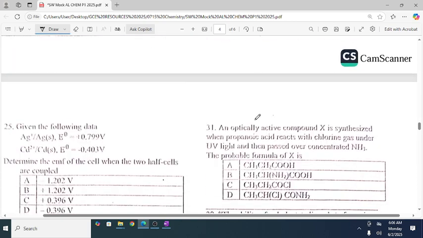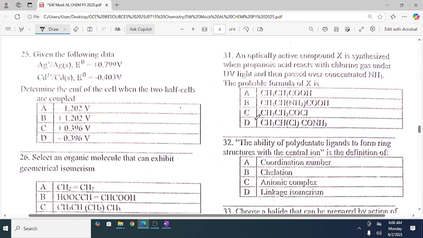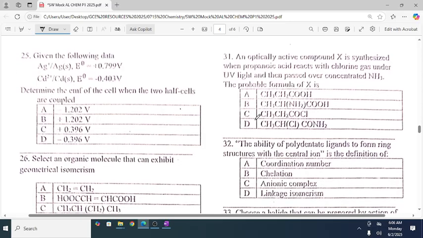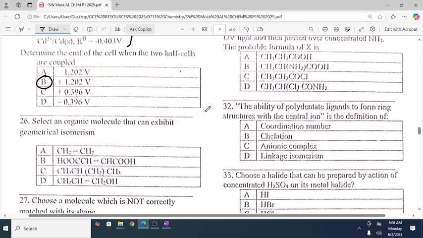Let me just do 25. Determine the EMF of the cell. In this case, just take the highest minus the lowest. So just take 0.99 minus negative 0.403. The answer must end with a 2, and it has to be positive. So the answer is B. Yes, I'm very certain.